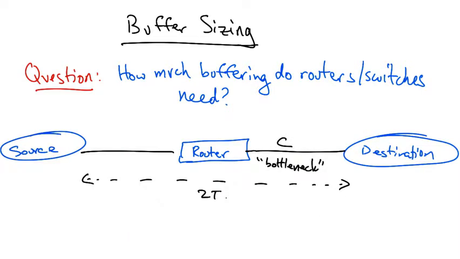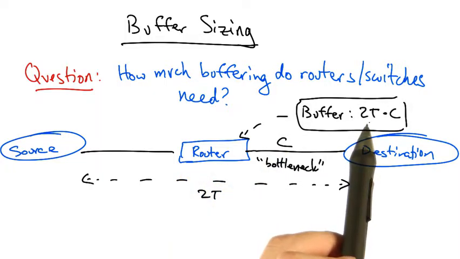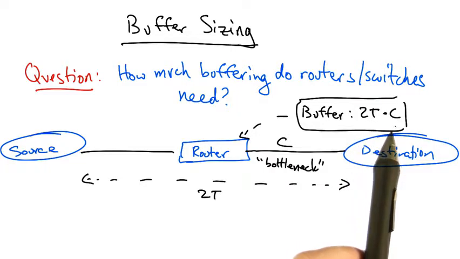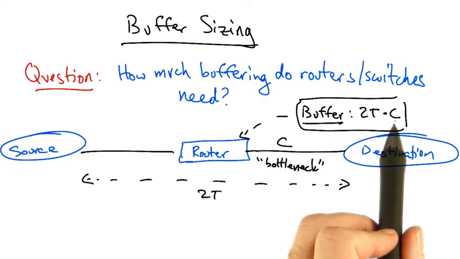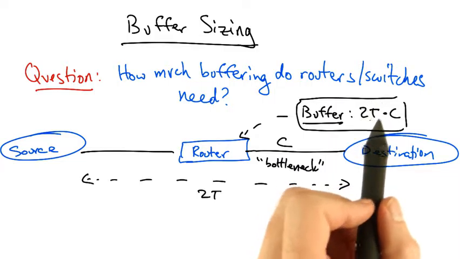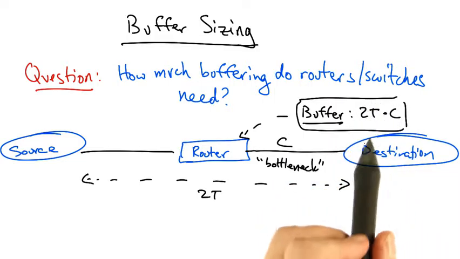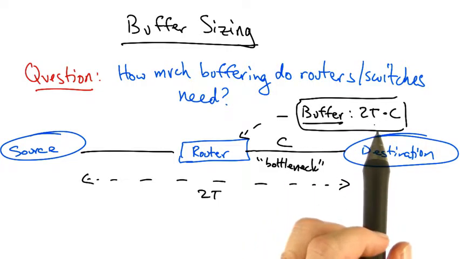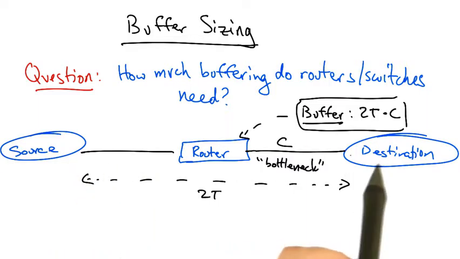So let's suppose that we have a path between a source and a destination, and the round-trip propagation delay is 2t, and the capacity of the bottleneck link is c. Now, the commonly held view is that this router needs a buffer of 2t times c. It should be clear why this rule of thumb exists. C is the capacity of the bottleneck link in, say, bits per second, and t is a time in units of seconds. So this works out to bits, and the meaning of this quantity is simply the number of bits that could be outstanding along this path at any given time.